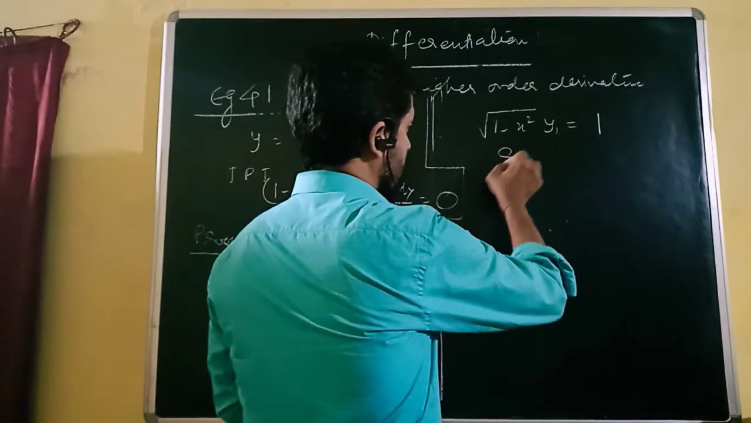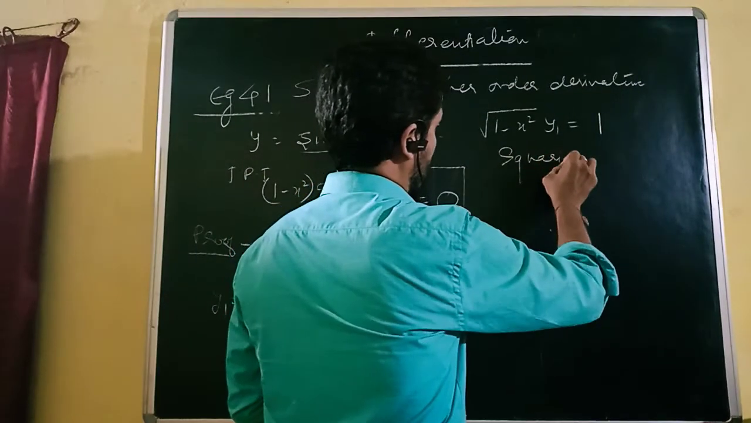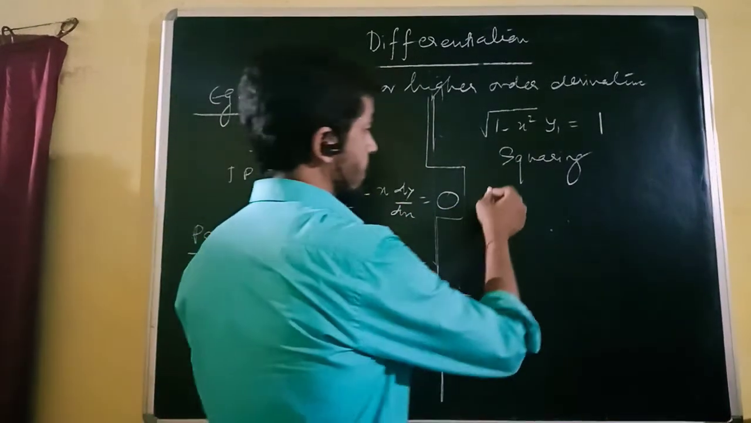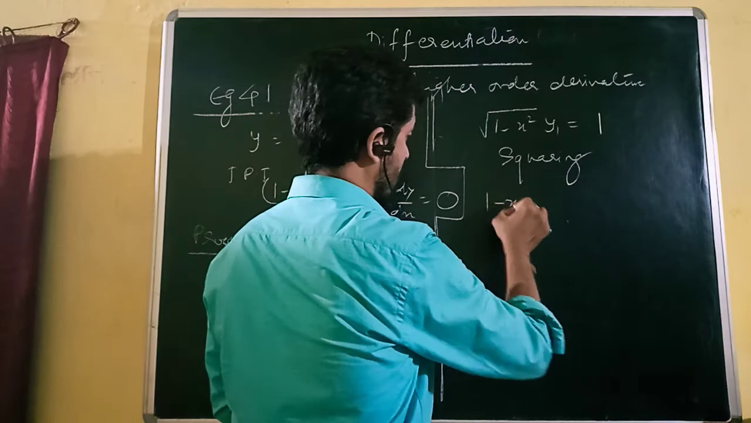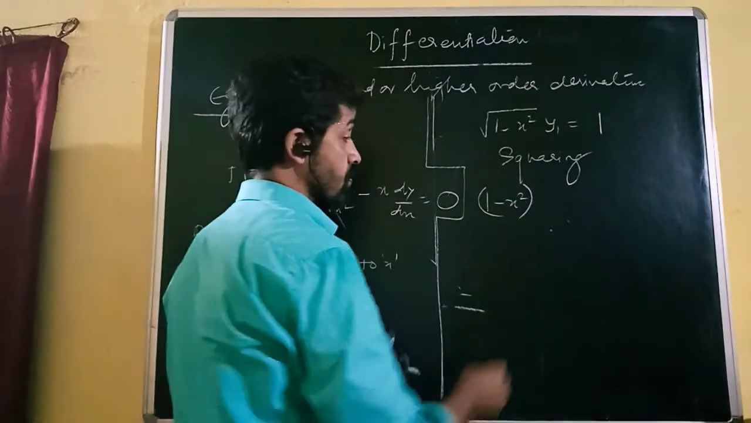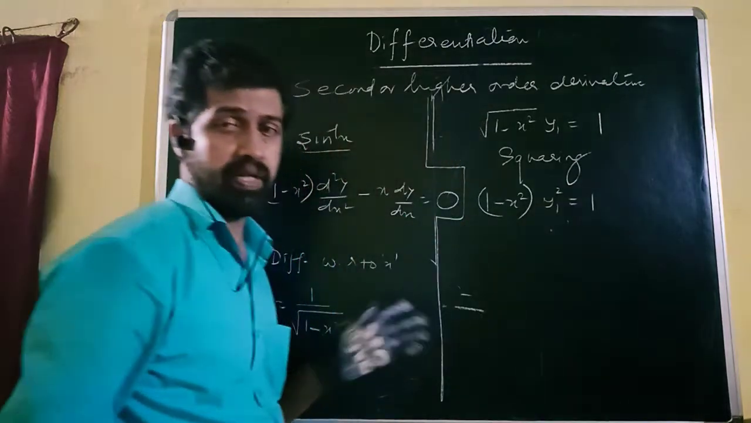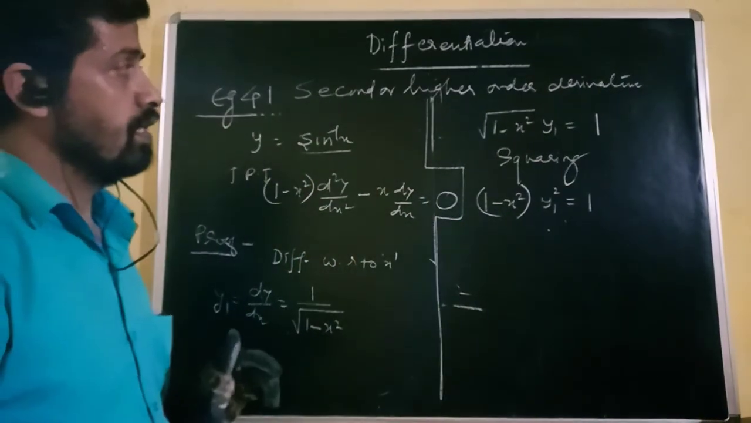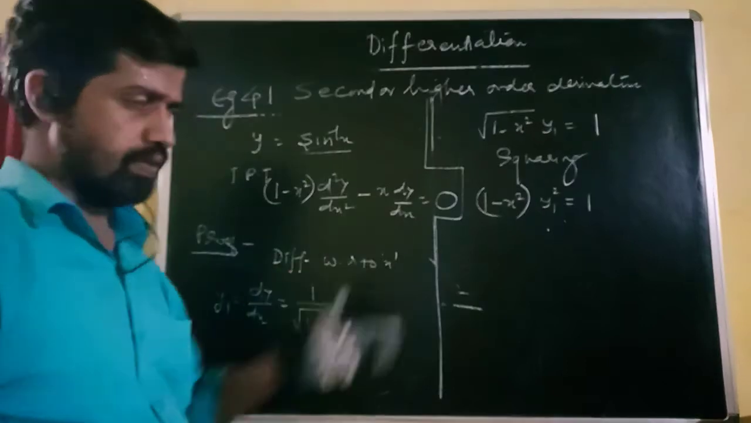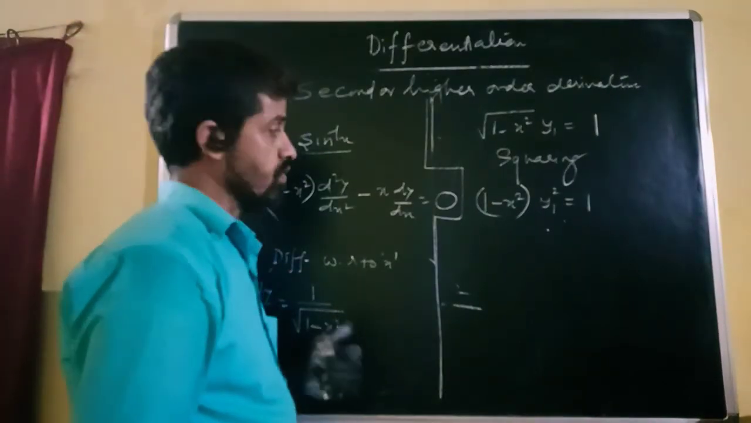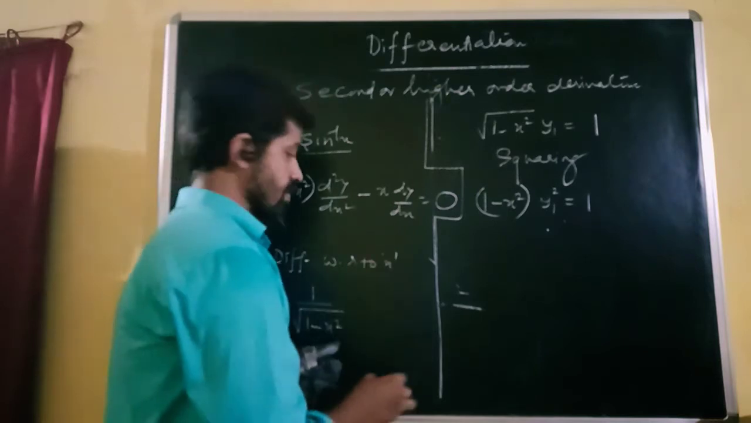So squaring both the sides, when we go for squaring we get 1 minus x square y1 square, and 1 square is obviously 1. However, the method you can adopt is something else, you can directly apply the product rule, but this I will tell you how it becomes easy.